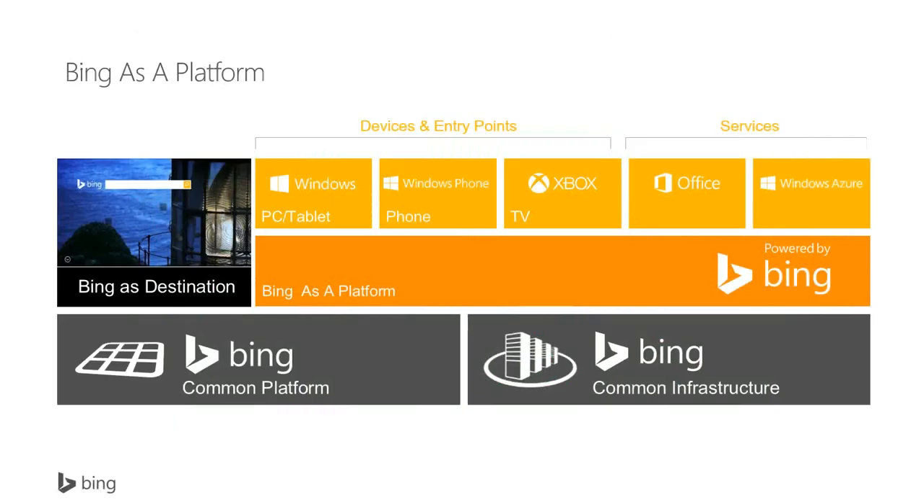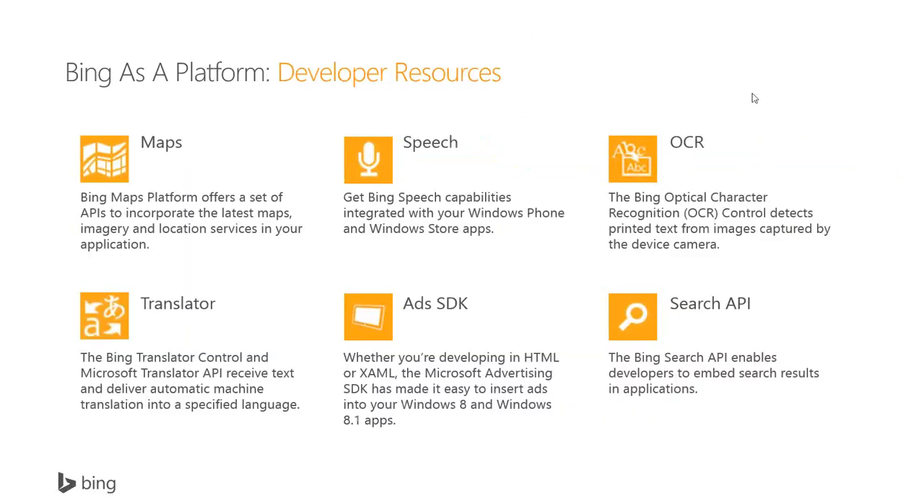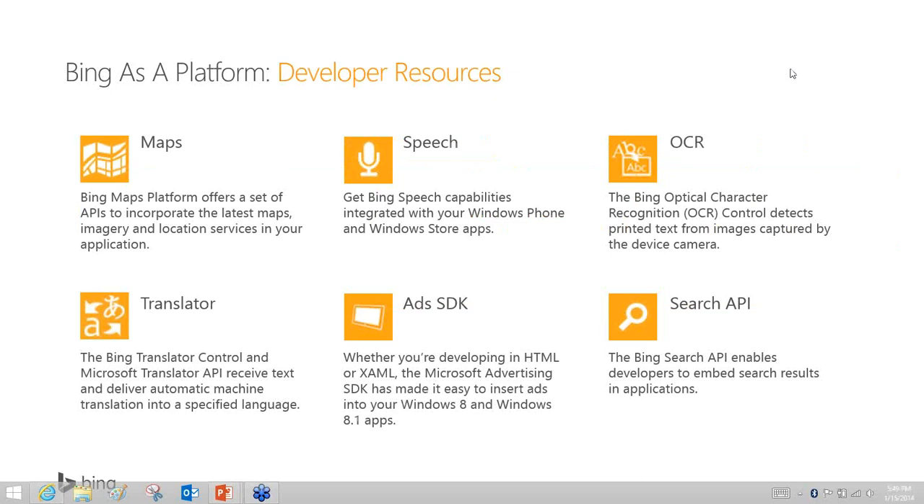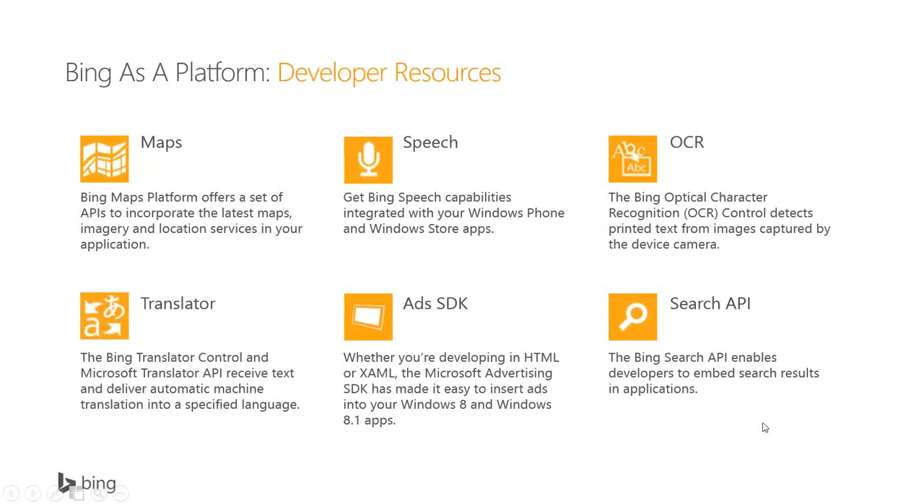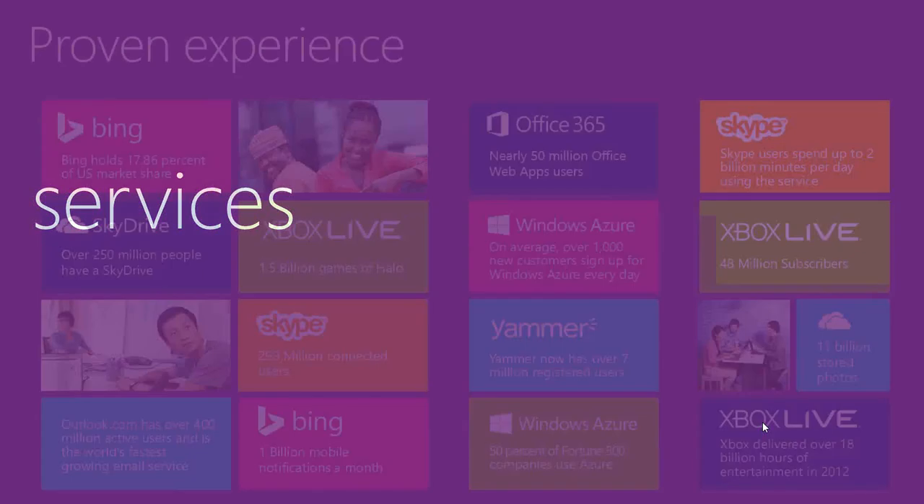All right, so I know that we have about 10 minutes more, so I won't spend too much time on how you can use Bing as a platform, but be aware that there's a whole bunch of APIs and SDKs that you can take advantage of from Bing within your apps, which includes OCR, search, speech, translation, maps, and so on. All of these can be taken advantage of by you as an app builder.